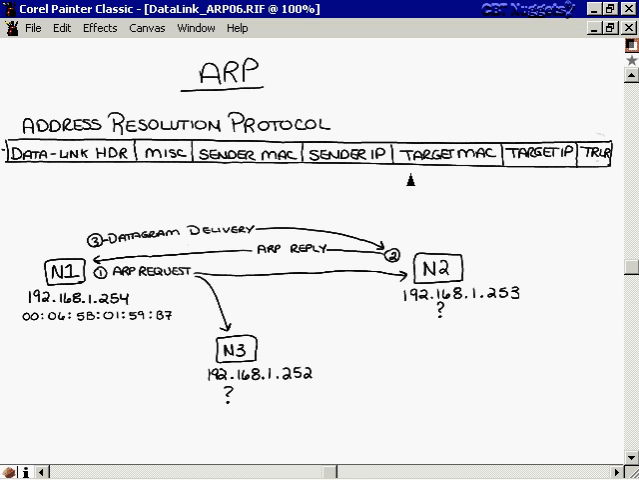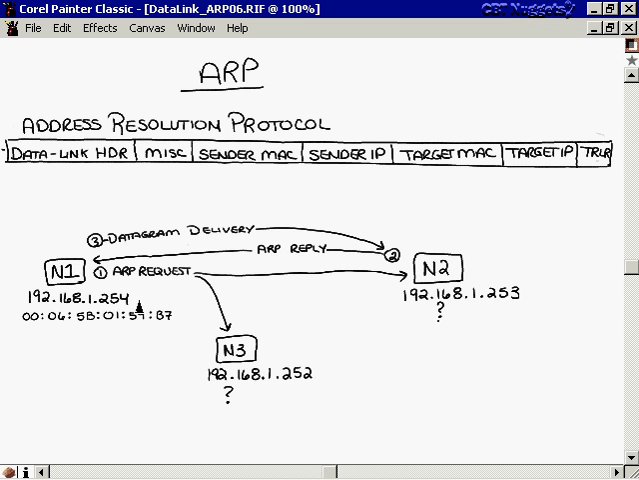Alright, so let's look at a scenario. I have N1. It wants to talk to 192.168.1.253. It knows the IP address it wants to talk to, but again, these computers, being directly connected, have to talk via MAC address. It doesn't know the MAC address. So what does it do? It sends out an ARP request. And this is what the packet's going to look like.